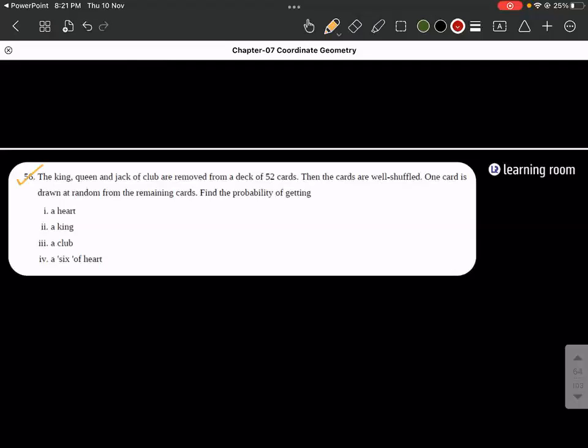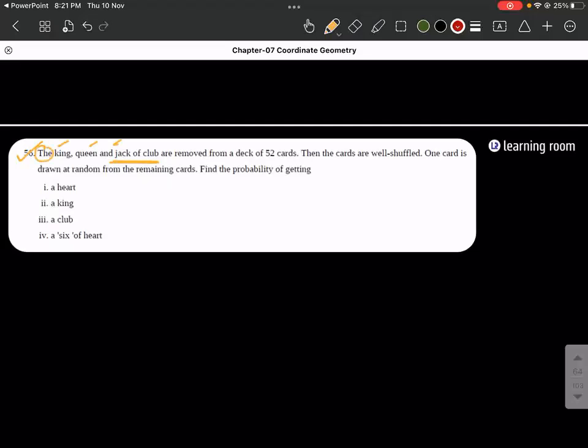So 56th. The king, queen, and jack of club. Read this. Jack of club are removed. So king removed means how many kings are removed? 4. Yes. I think, wait. The king, queen, and jack of club. Everything is of club only. Actually, the question is slightly ambiguous. So they use the word the, no, means they're particular. The king, queen, and jack of club are removed.